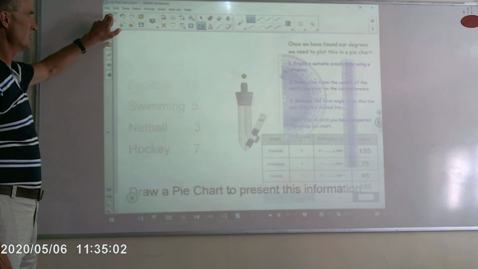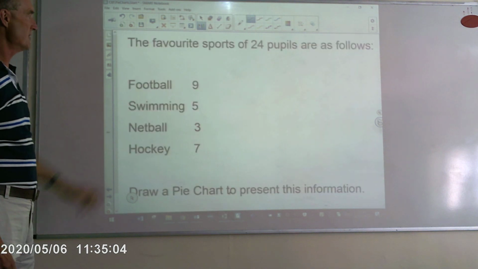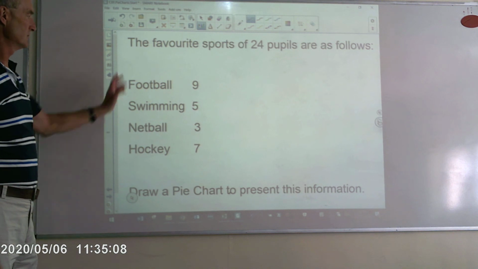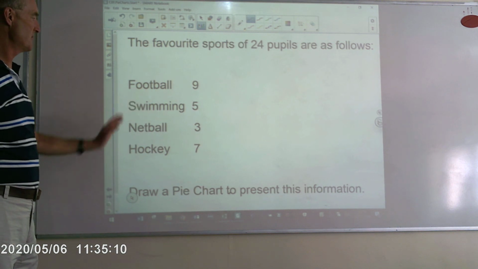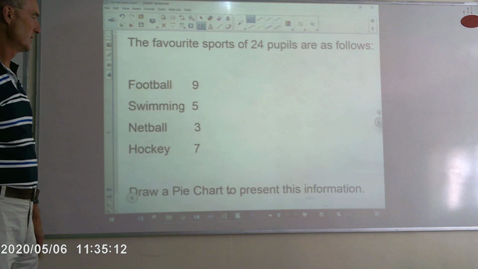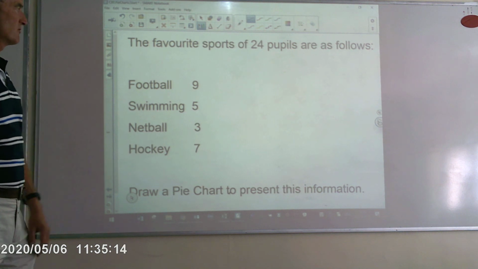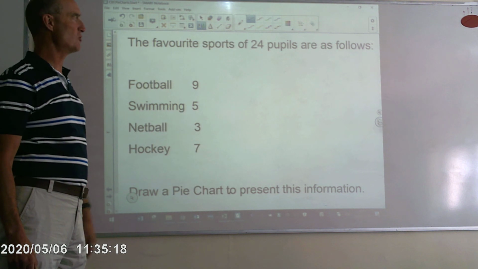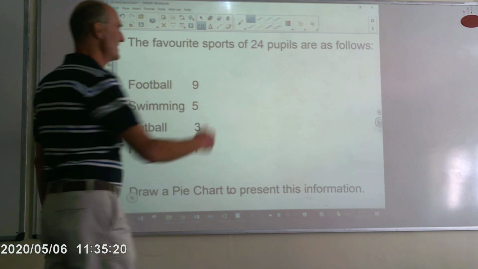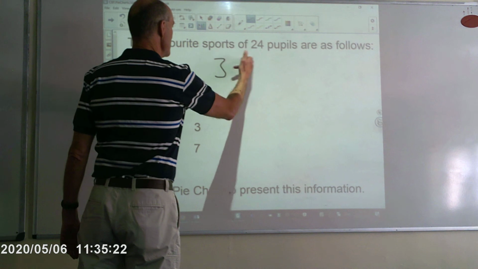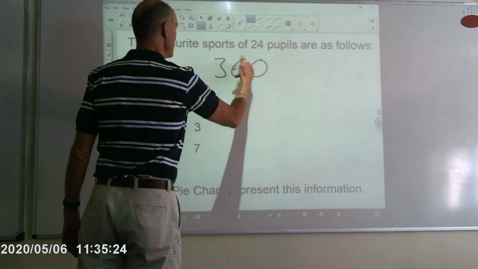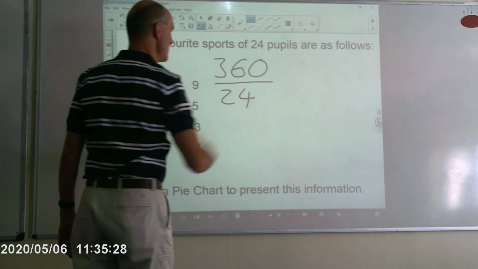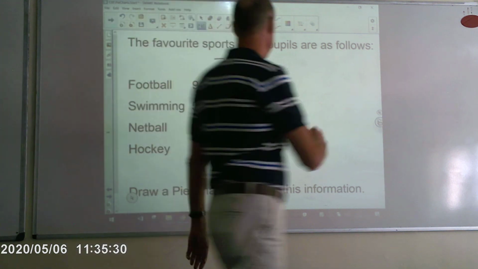Now, let's just skip a few pages here. Favourite sports of 24 pupils are as follows. 9 for football, 5 swimming, 3 netball, 7 hockey. Draw a pie chart to represent that information. So you've got 24 pupils in total, but you've got 360 degrees on your pie chart, and it's divided amongst 24 pupils.